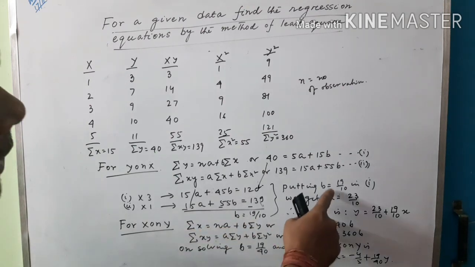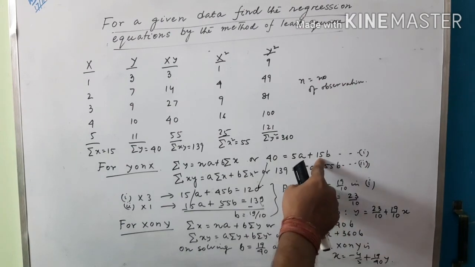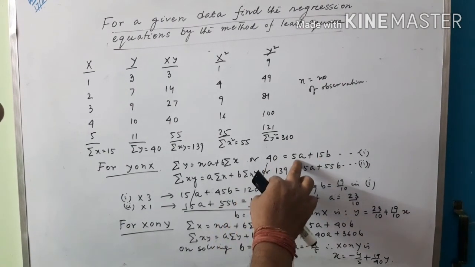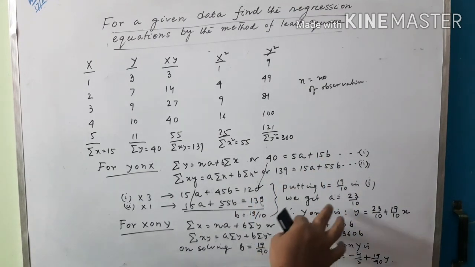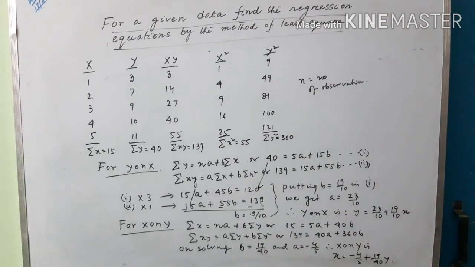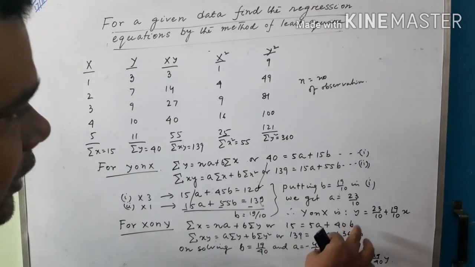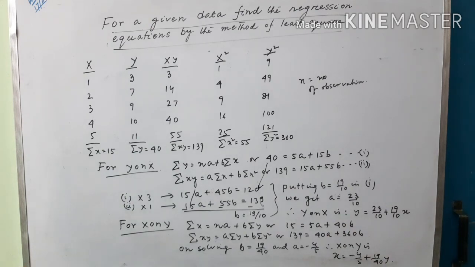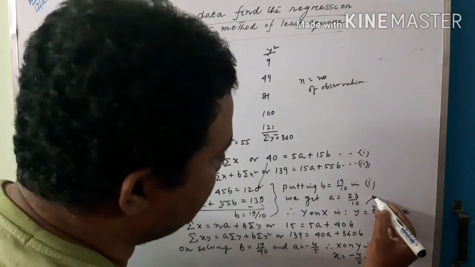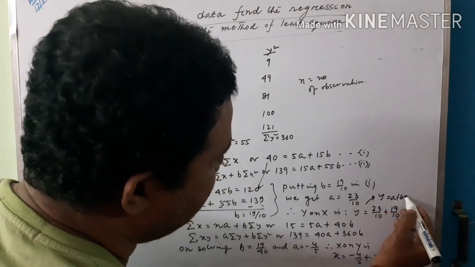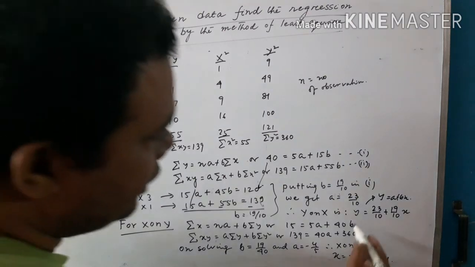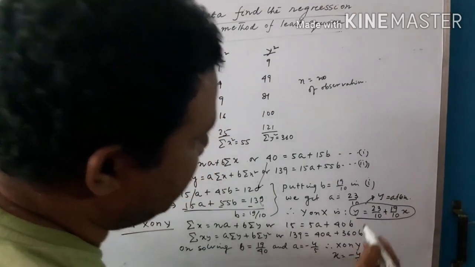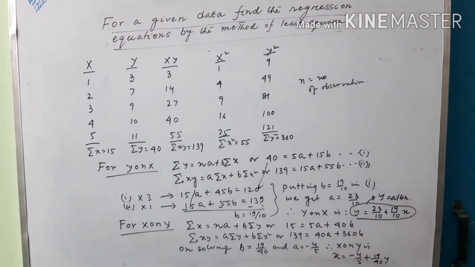Putting the value of b equals 19 by 10 in the first equation, 40 equals 5a plus 15 into 19 by 10, we get the value of a, which is a equals 23 by 10. So for y on x, the form of the equation is y equals a plus bx. Putting the values of a and b, we get the equation y equals 23 by 10 plus 19 by 10 x.